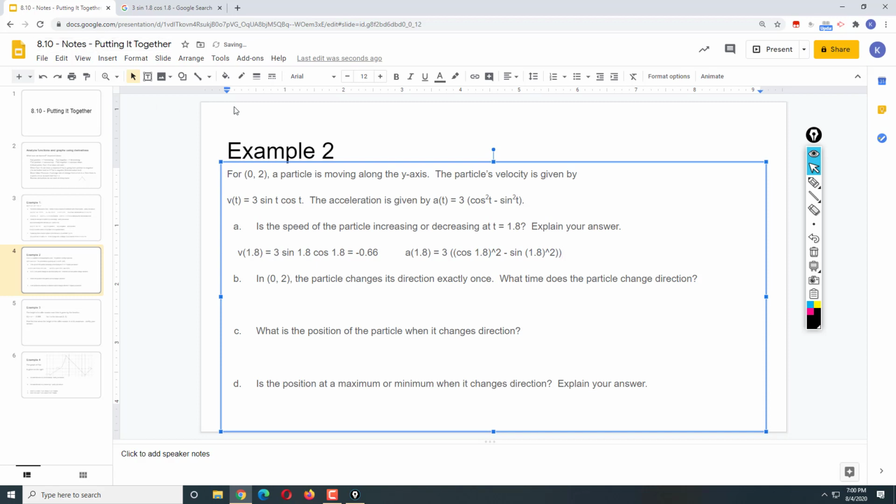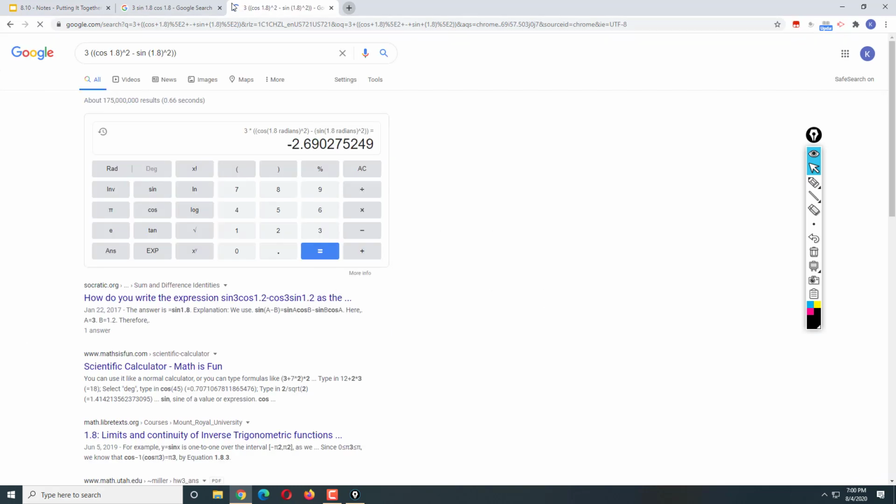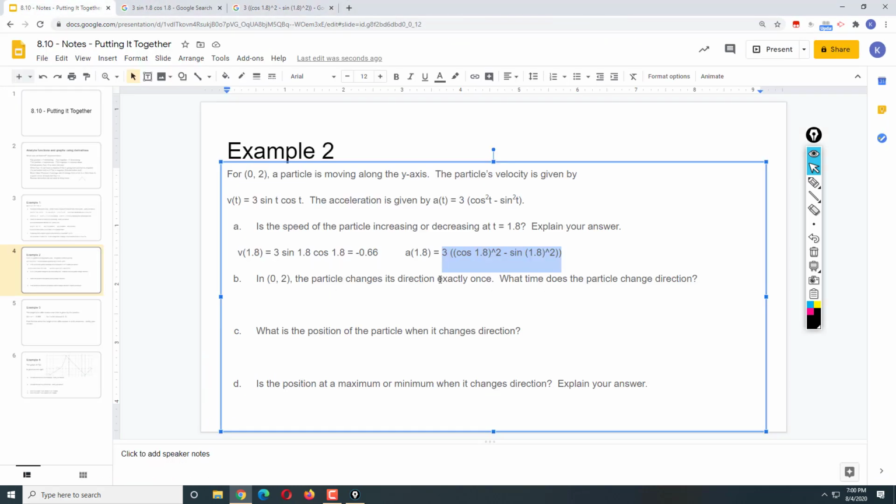Let's plug that in to Google. We can use a calculator for this one. 3 times cosine 1.8 squared minus sine 1.8 squared. I'll also get a negative number. So it's equal to around negative 2.69. They're both negative. Okay, what does that mean?